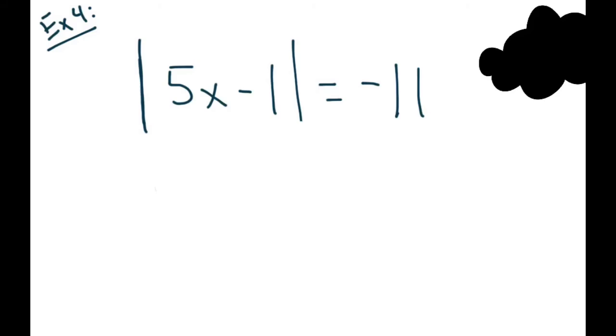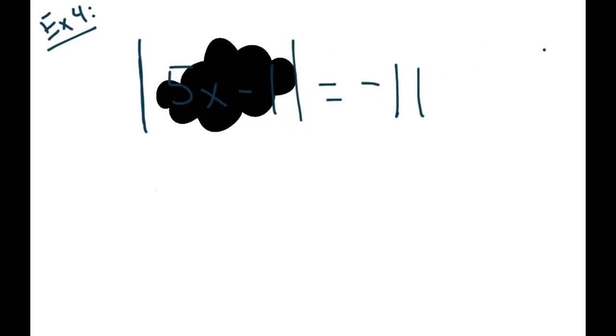All right, here, let's look at this one now. Absolute value of 5x minus 1 equals negative 11. So let's think about this here. Cover up the inside again with the blob. Okay, so let's just say the absolute value of blob equals a negative 11.